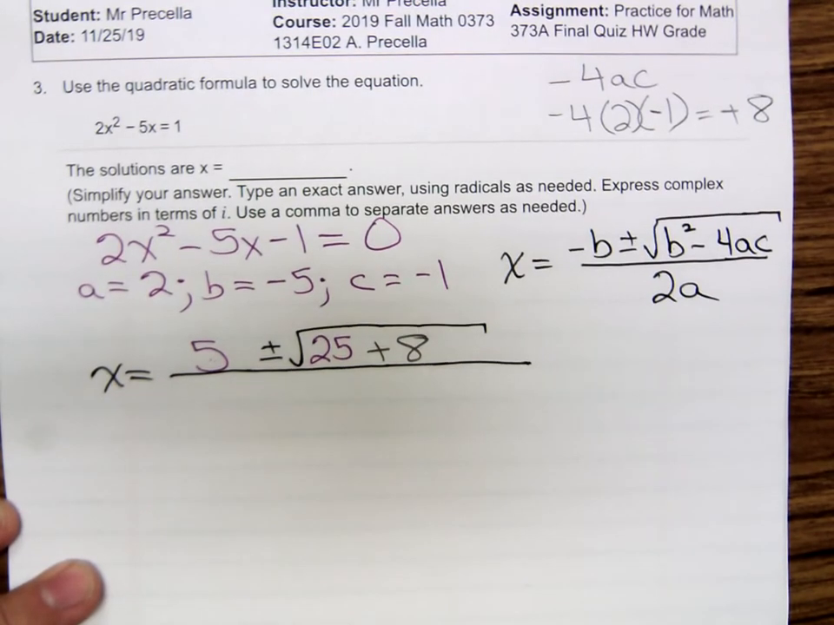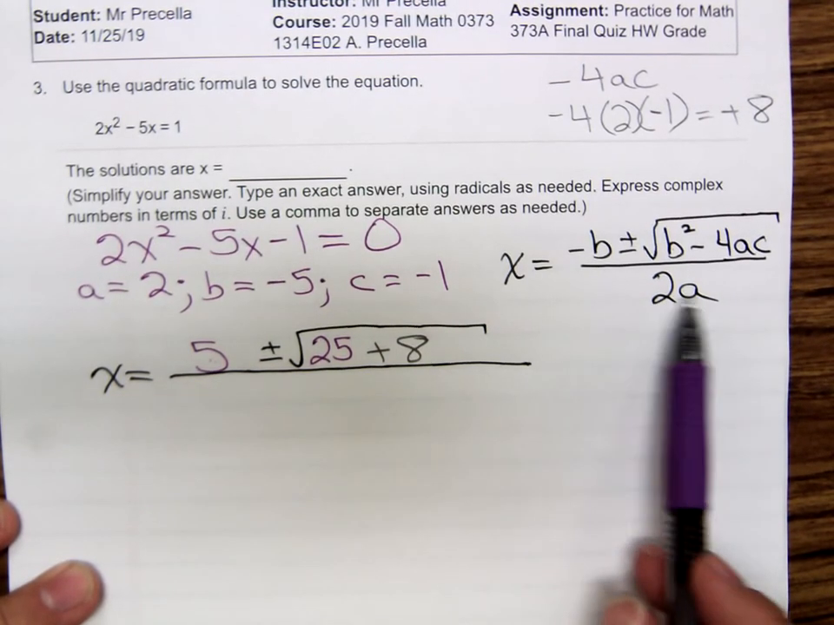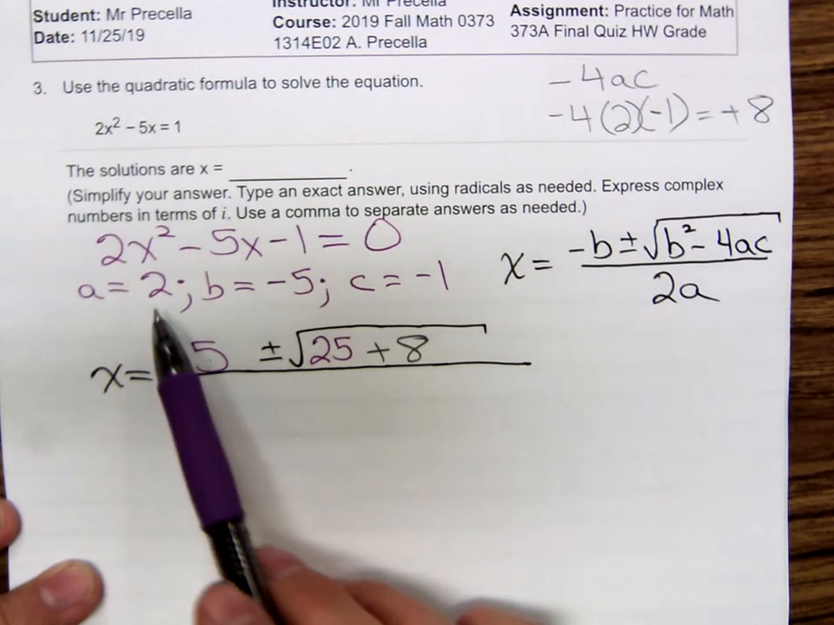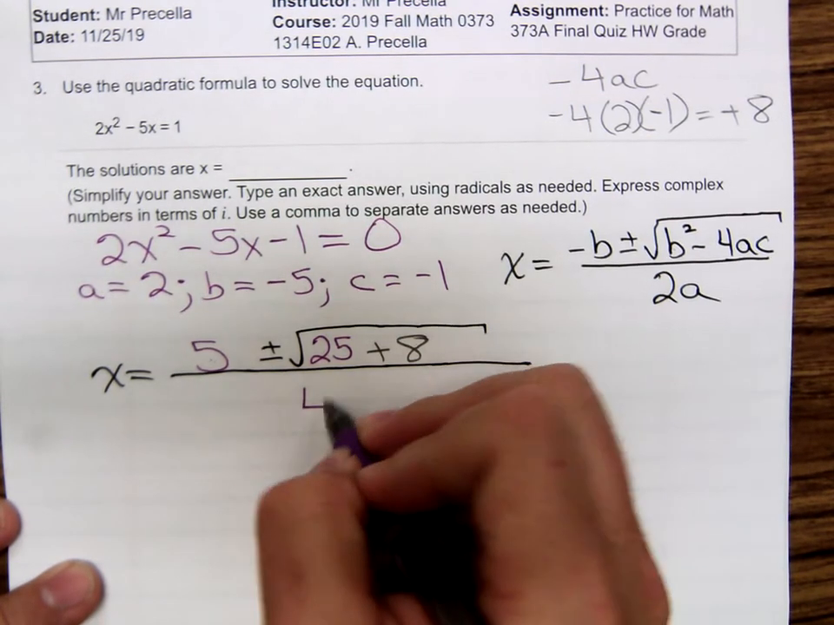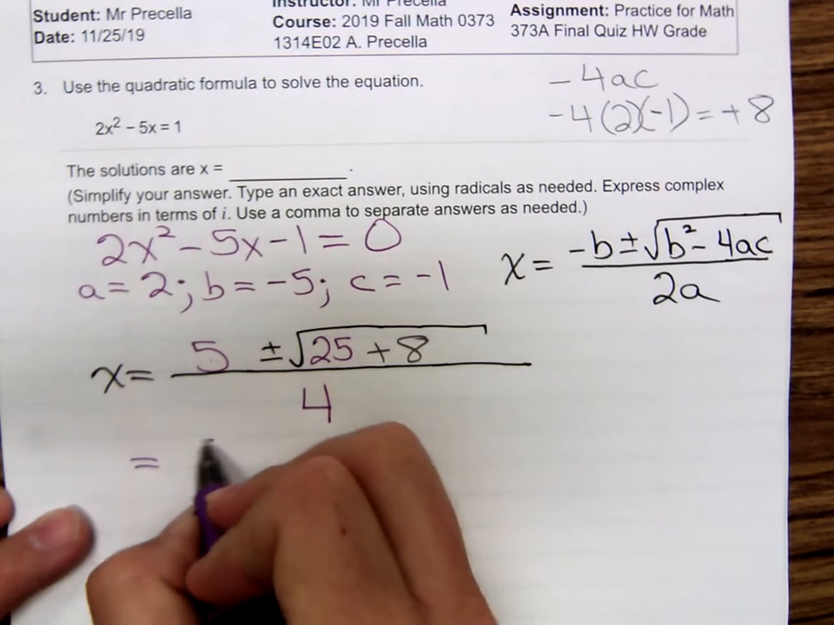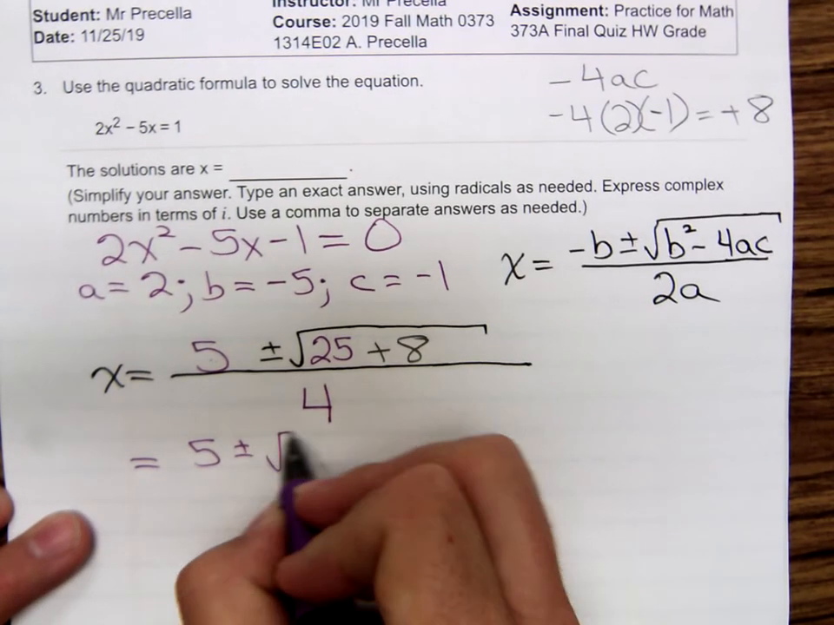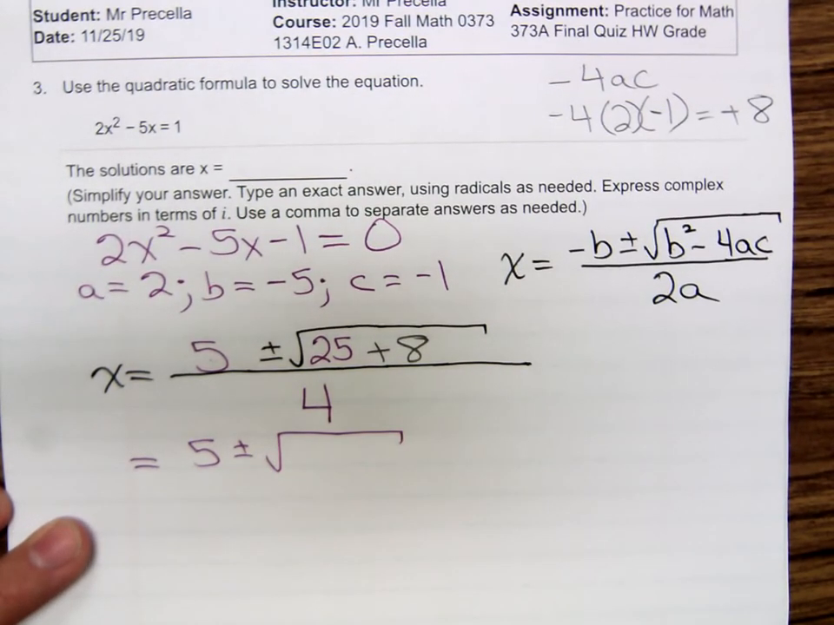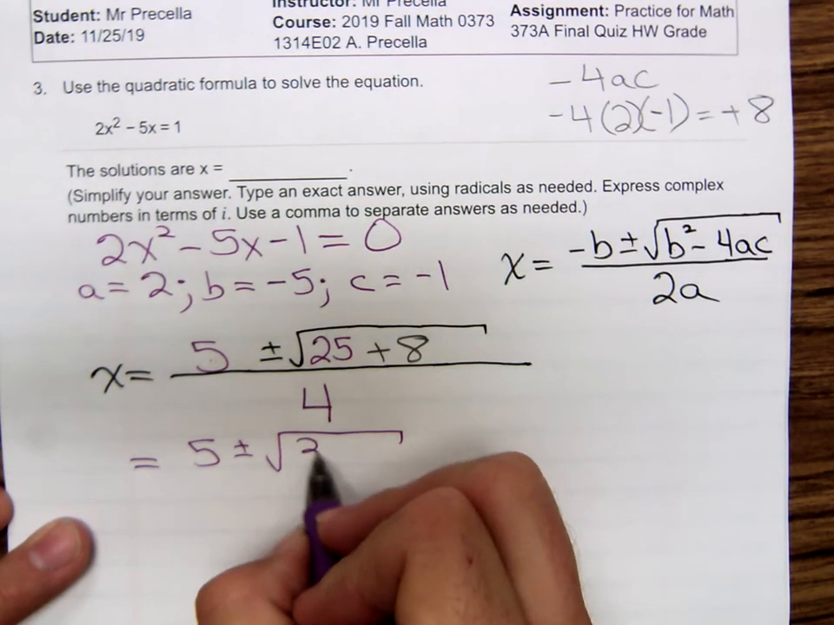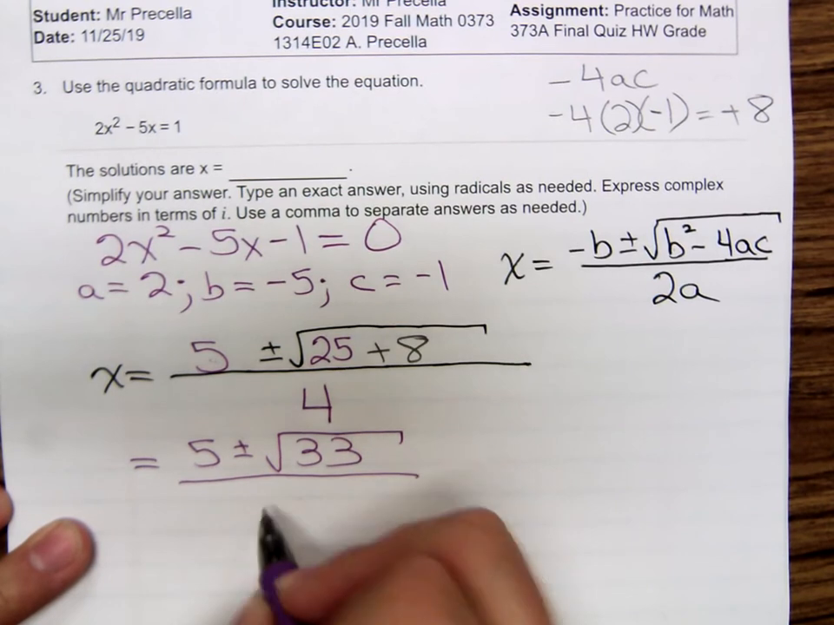What have we got on the bottom? 2 times a. 2 times 2 is 4. So we have 5 plus or minus the square root of, what have we got under the radical? 33, all over 4.